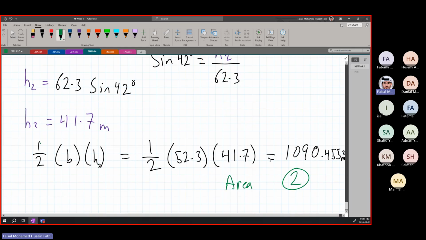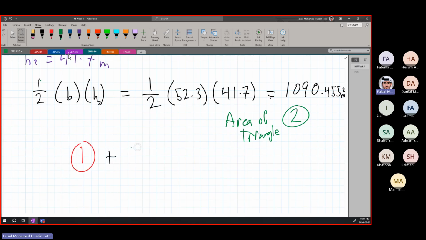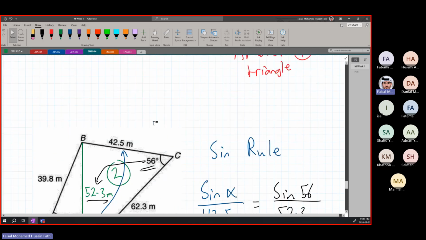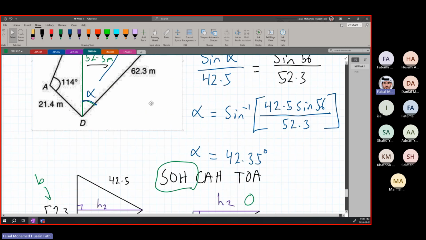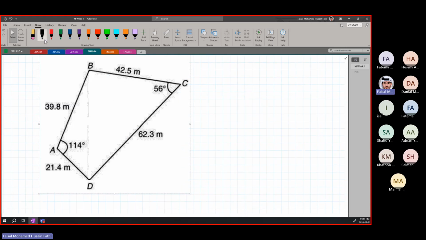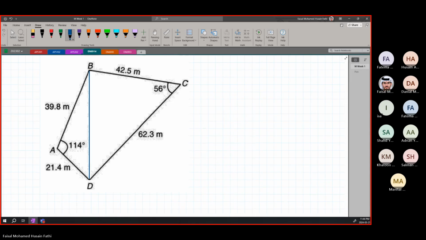Area of triangle 2. Now all we have to do is add 1 plus 2. That's it. We have to add the areas. Because if we copy this one last time down here, we had this split into half over here. We split this like this. Okay, this is our first triangle.